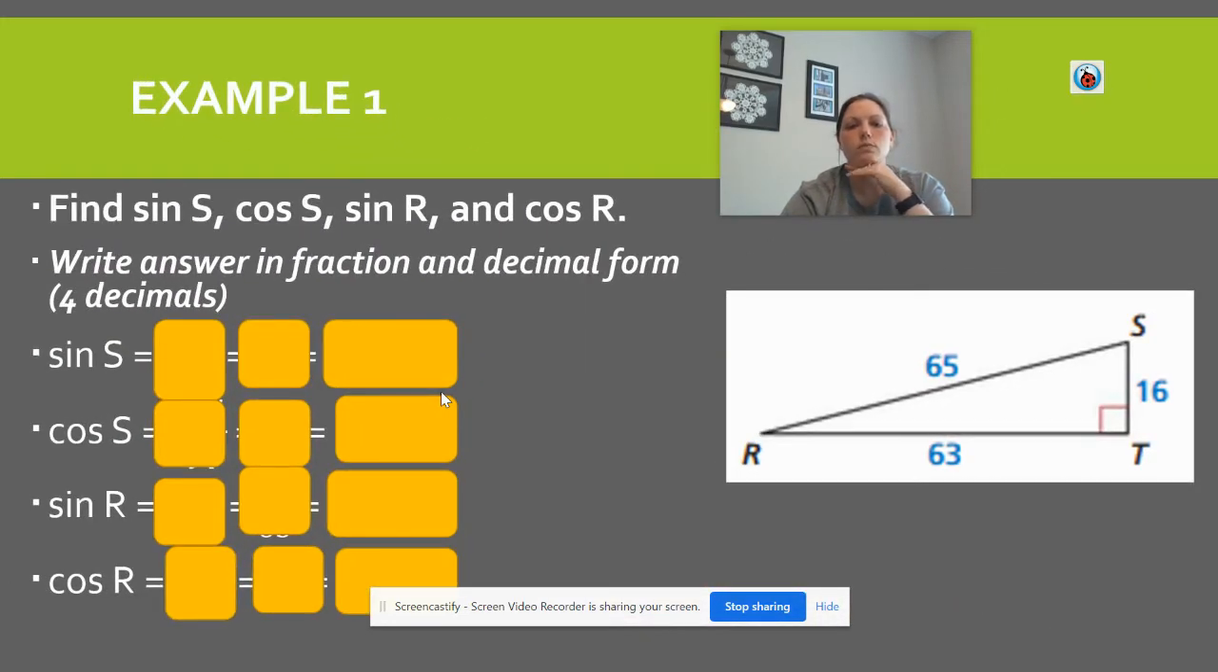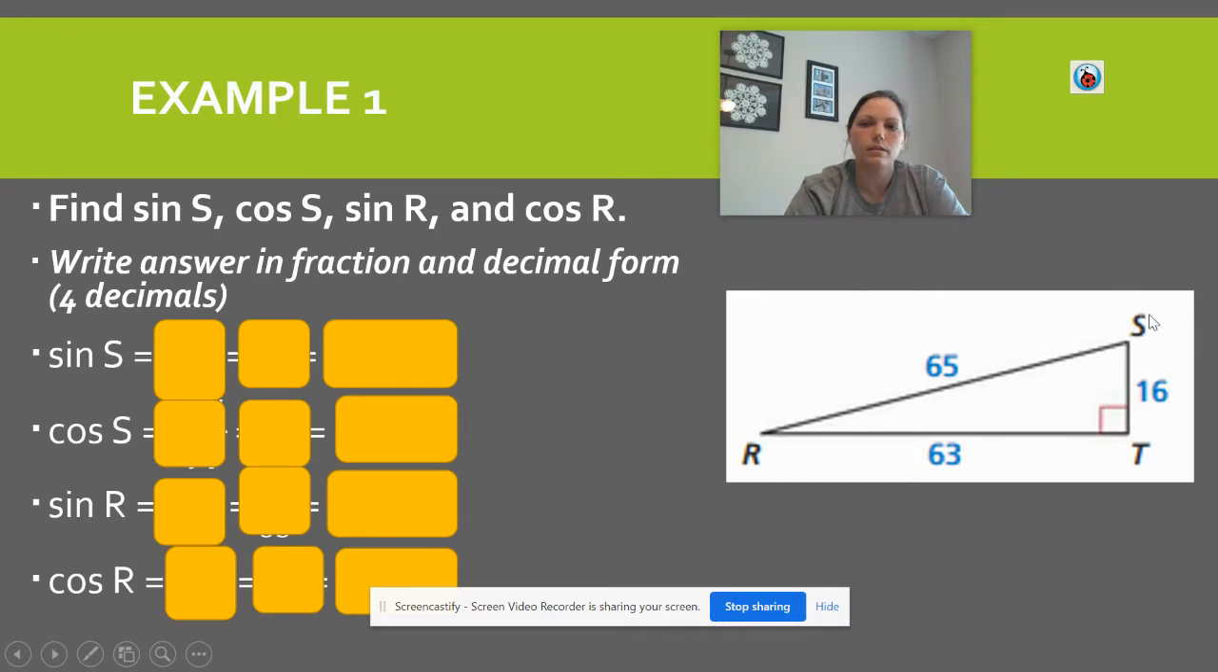Okay, so we are going to find the sine of S, the cosine of S, the sine of R, and the cosine of R. So we're going to write them as fractions and as decimals using 4 decimal places. 4 decimal places, why? Because we have to think about those good old days where we had the books with lots of tables.